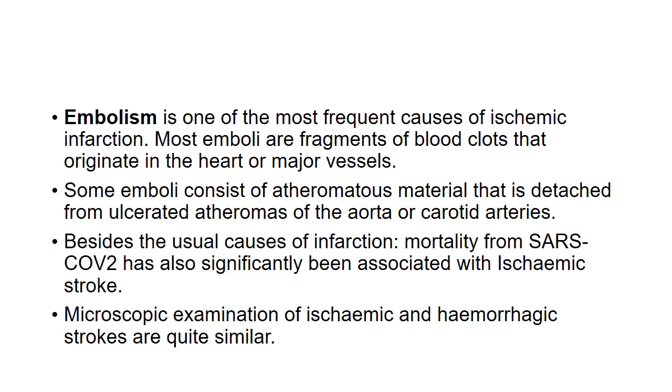Embolism remains one of the most frequent causes of ischemic infarction. Most emboli are fragments of blood clots that originate in the heart or major vessels. Some emboli consist of atheromatous material that is detached from the ulcerated atheromas of the aorta or carotid arteries. Besides the usual causes of infarction, mortality from SARS-CoV-2 or COVID-19 has also significantly been associated with ischemic stroke. Microscopic examination of ischemic and hemorrhagic strokes when considering the cerebral cortex are quite similar.